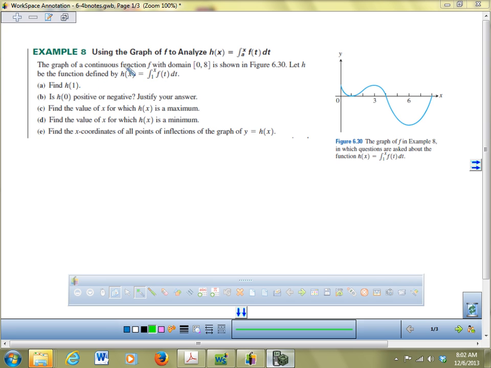Okay. So the integral h of x is defined as rectangles added up from 1 up to x. Looking at this, it says find h of 1. So this is the graph.